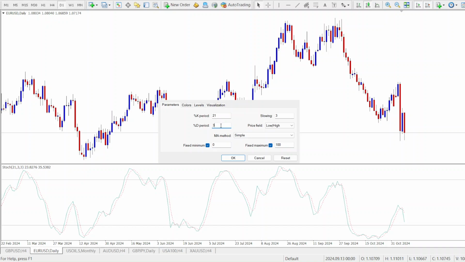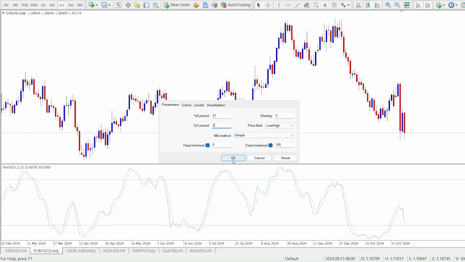Okay, a 3 period is going to work just fine. But again, you can adjust this depending on how sensitive you want the indicator to be. A longer percentage D period will help smooth out fluctuations and give you a clearer trend signal, while a shorter percentage D can give you quicker, more reactive signals. Now a pro tip: you can start with the default settings and then experiment with shorter or longer periods to see which one works best with your trading style.